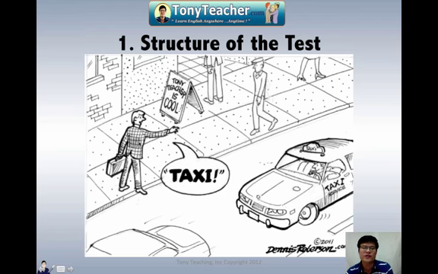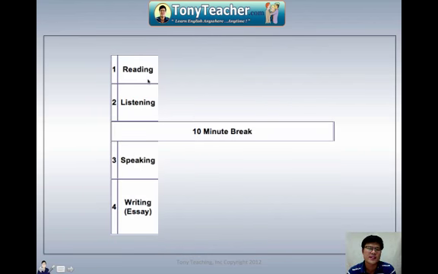Let's look over the structure of the test. The first section is reading. The second section is listening. The third section is speaking. And the fourth section is writing. And also, in between 2 and 3, there is a 10-minute break.